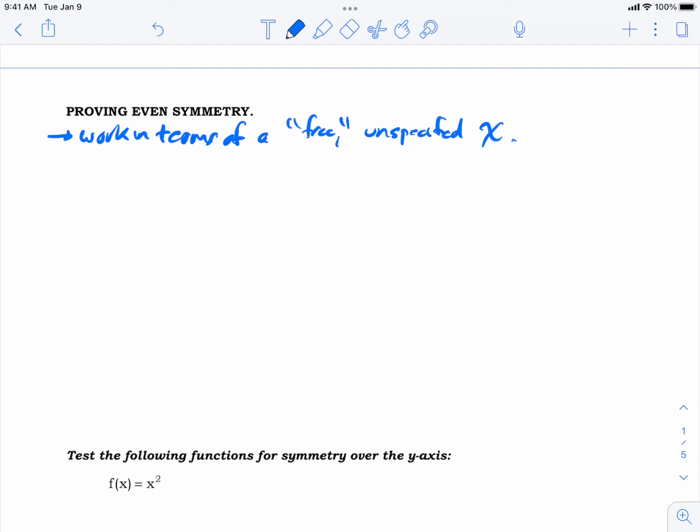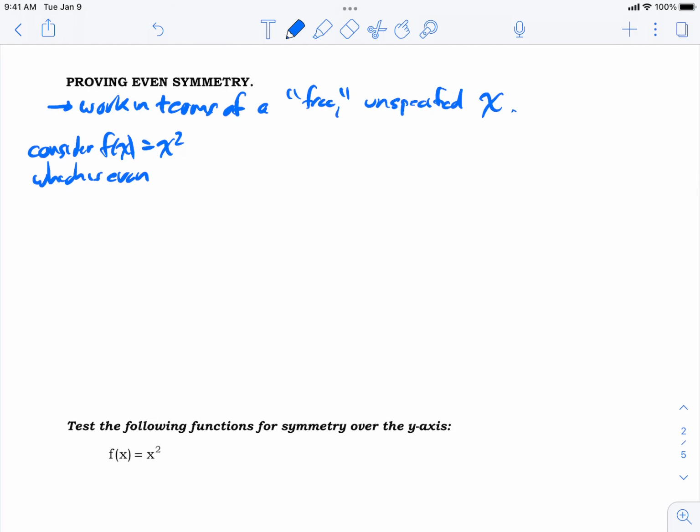And I want to try to sneak you up on it, okay? So consider this x squared thing, which is even. We know it's even. What makes it even? Well, when you plug in a negative 2, or let's start with negative 1. When you plug in a negative 1, you get 1. And when you plug in a positive 1, you get 1. You get the same thing whether you plug in a plus 1 or a minus 1. And if you plug in a negative 2, you get a 4. If you plug in a positive 2, you get a 4. You get the same thing whether you plug in a plus 2 or a minus 2.